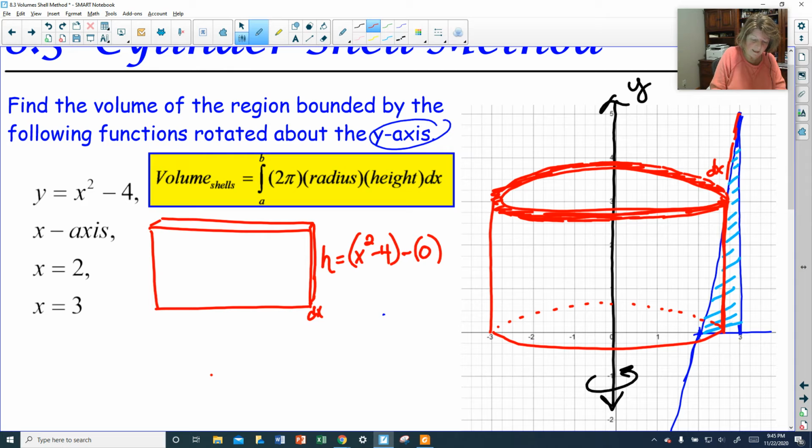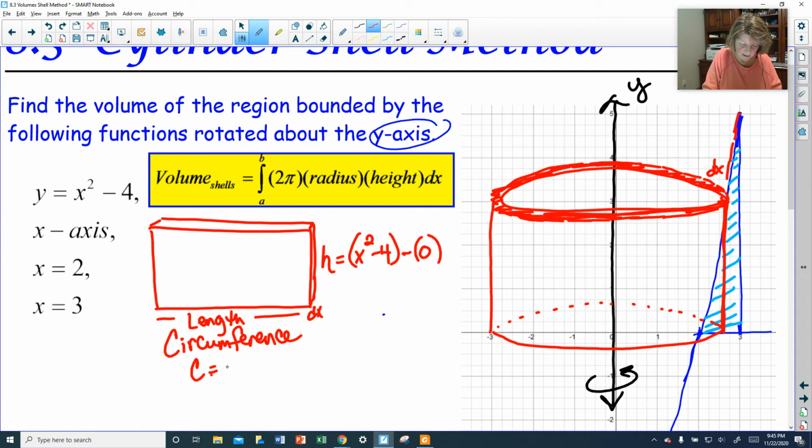And then what is the length of this? The length is that circumference that was outlining our shell as it rotated about the axis of rotation. And we know the formula for circumference. Circumference is 2 pi r. Now I just need to, I'm going to draw in my r. Right there is my r, which is a distance of x. So in this case, my circumference is 2 pi x.